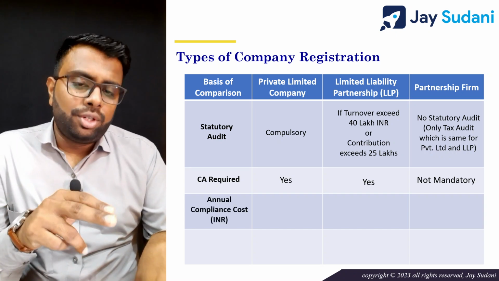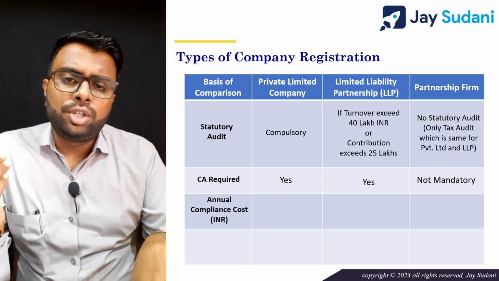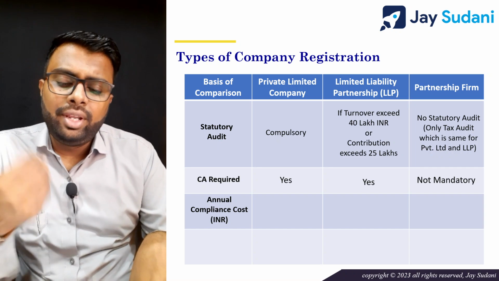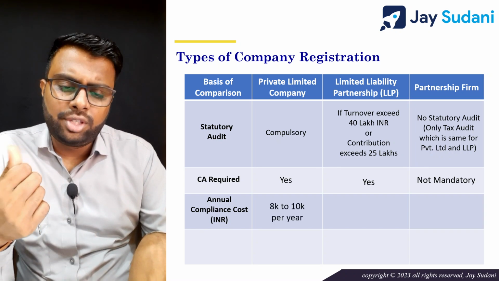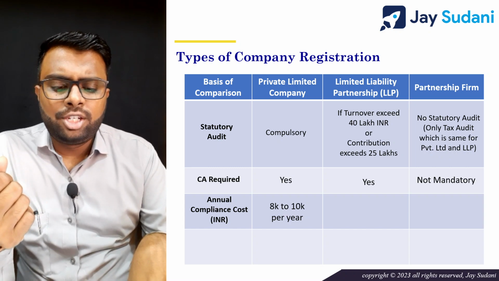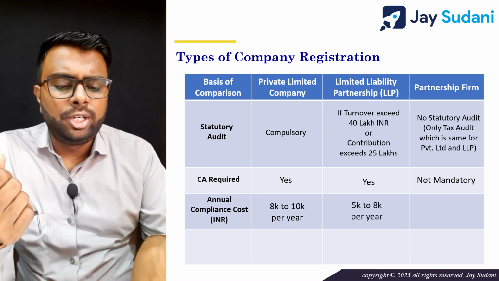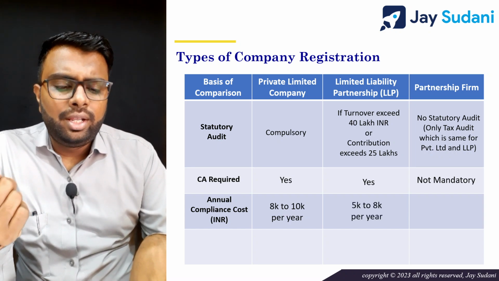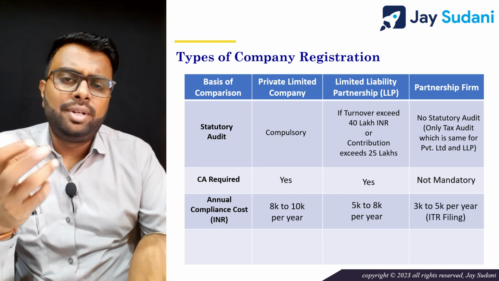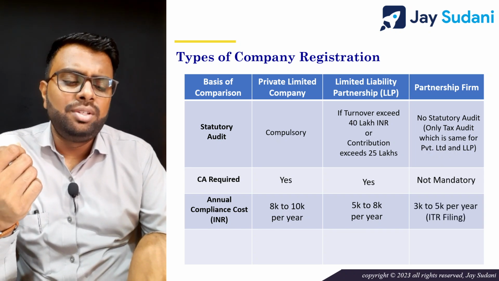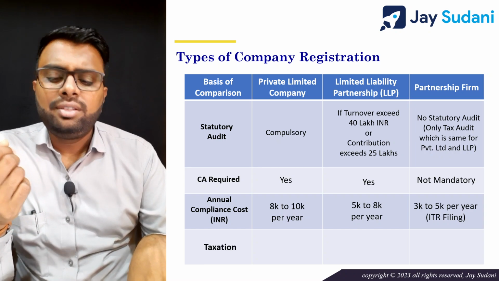Annual compliance cost. The earlier cost which we saw was the one-time cost of incorporation. Then every year, how much is the recurring cost? When you hire a CA for your services or the compliances, normally they charge somewhere around 10,000 rupees per year. For an LLP, the charge would be somewhere around 5,000 to 8,000 rupees per year, and for a partnership firm it is somewhere around 3,000 to 5,000 rupees because they only need ITR filings.